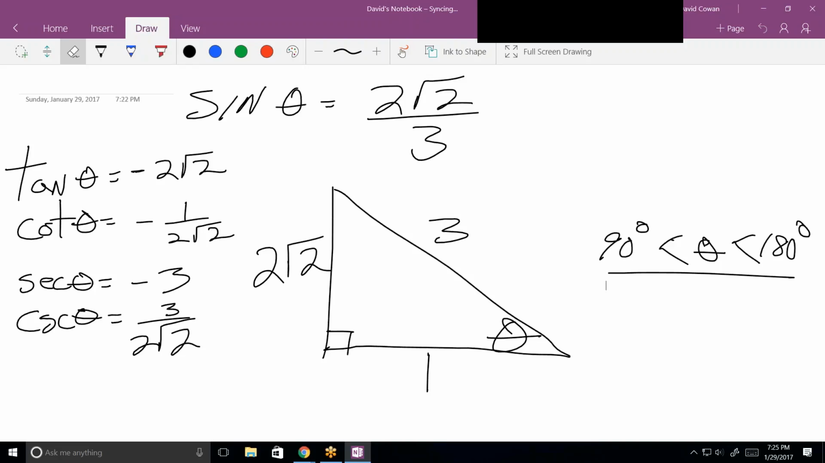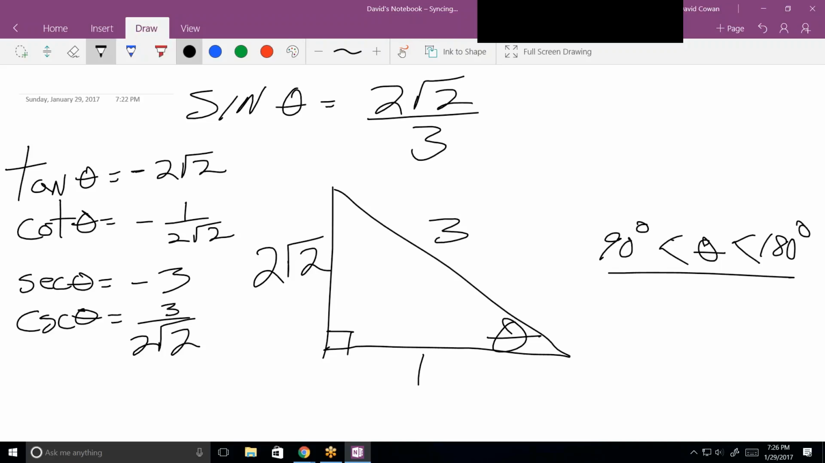The sine is equal to that, and theta is between these two angles. So you would actually have had to go in and solve for this third side. And it's the square root of 9 minus the square root of 8. So it's not hard to do it.